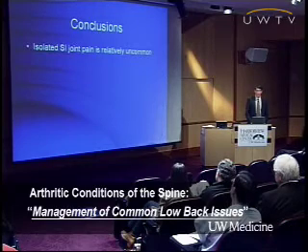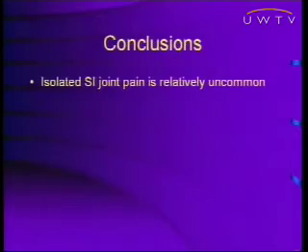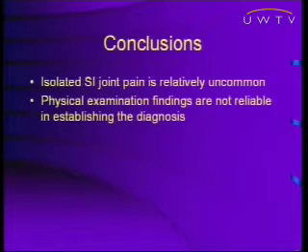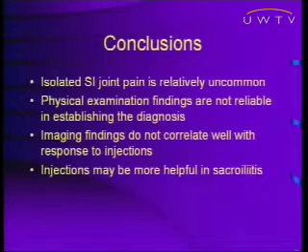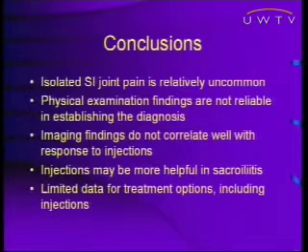So in conclusion, personally I think isolated SI joint pain is relatively uncommon. I think the data supports this. I think physical exam findings are really not reliable in establishing the diagnosis. Imaging findings don't correlate well with the response to injection. Injections may be more helpful when you really have a sacroiliitis, ankylosing spondylitis, something similar. And when we look at all our data, there really is very limited data for our treatment options, including injections and what we do. And that is it. Thank you.